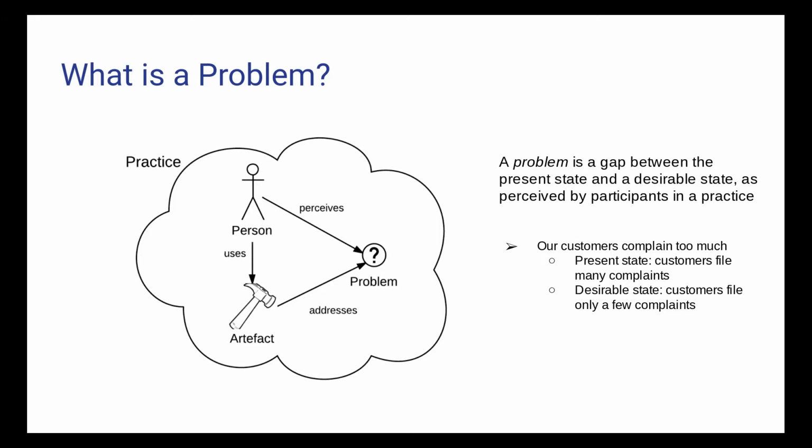Let's first recall the definition of a problem. A problem is a gap between the present state and the desirable state as it is perceived or experienced by participants in a practice. So, for example, the managers of a company could state that the problem is that our customers complain too much, and this can be seen as there being a present state, the customers file a lot of complaints, and there is a desirable state, the customers file only a few complaints, and the problem is the gap between these two states.